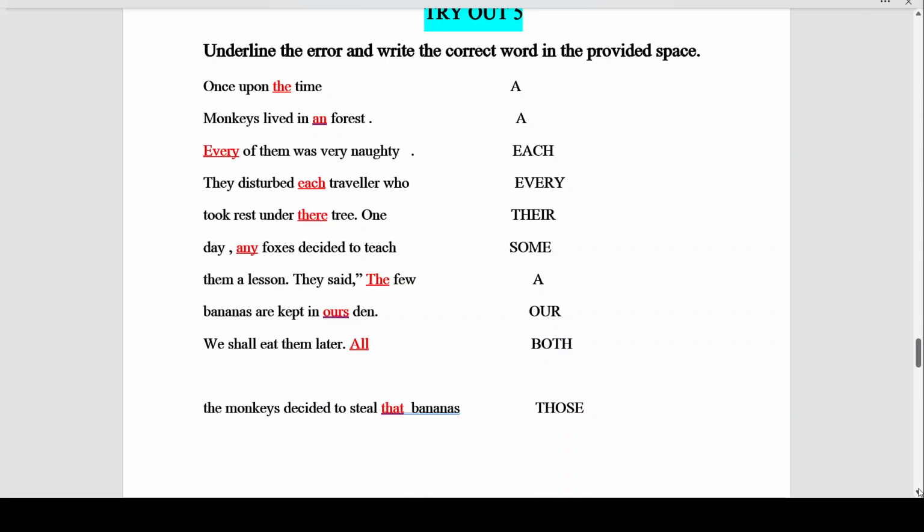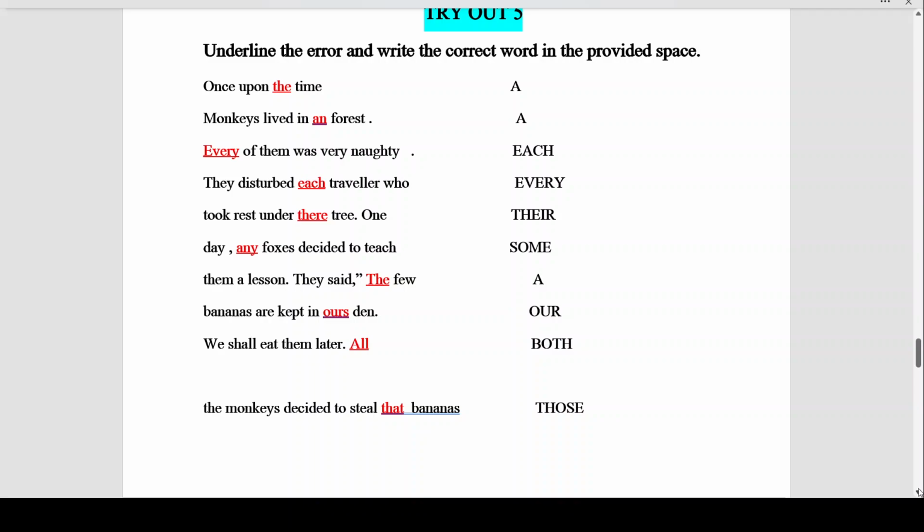They disturbed each traveler who took rest under their tree. No, they disturbed every traveler. Obviously, there will be more than one traveler. So, every traveler who took rest under their tree was being disturbed by them. One day, any foxes decided to teach them a lesson. One day, some foxes decided to teach them a lesson.